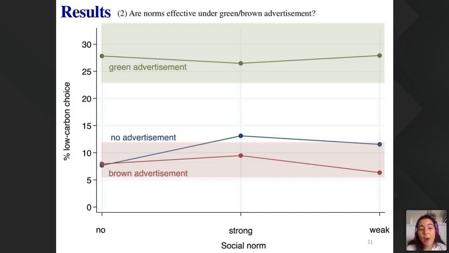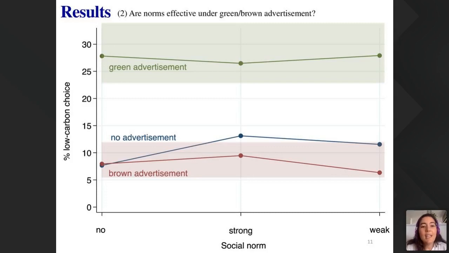And this holds for brown advertisement. If you turn to the red line, the first point is the presentation of brown advertisement alone, and the second points are brown advertisement combined with norms. And what we see is, again, these two points fall into the confidence interval of brown advertisement, meaning it is the same presenting brown advertisement with or without the norm. In this case, the positive effect we had seen from the norm alone is offset by advertisement.